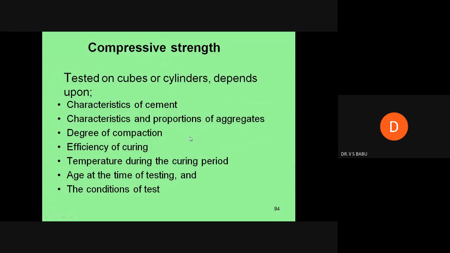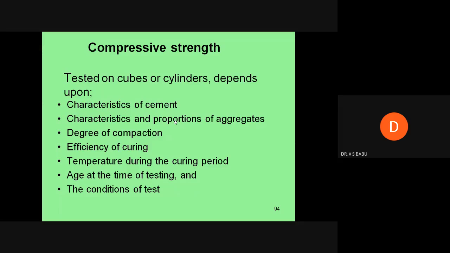Efficiency of curing. If your curing is immersed curing, that means you kept the cube under the water, then proper water will be available for the entire specimen for the curing purpose. So your curing will be done efficiently, and you will get good strength.